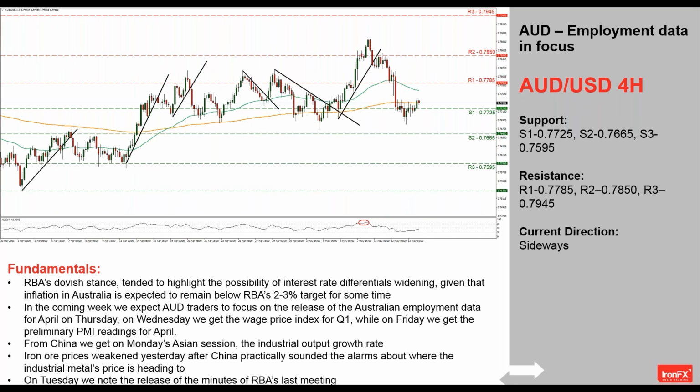Now, on the monetary front, we highlight on Tuesday the release of the minutes of RBA's last meeting. And should the document reaffirm the dovish stance of the bank, we may see AUD weakening.